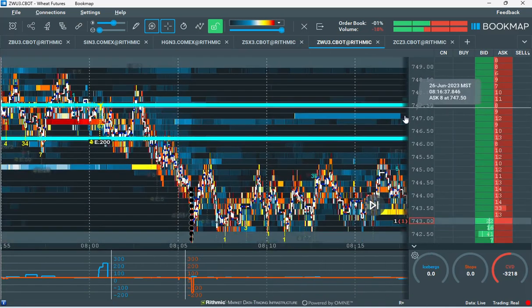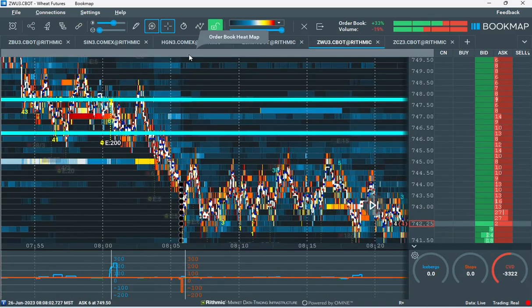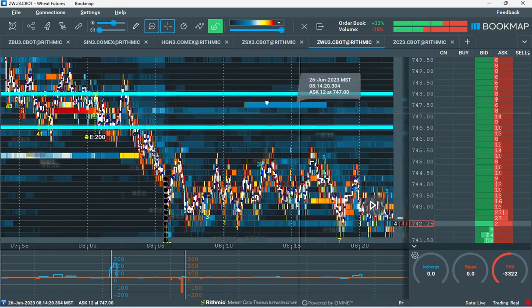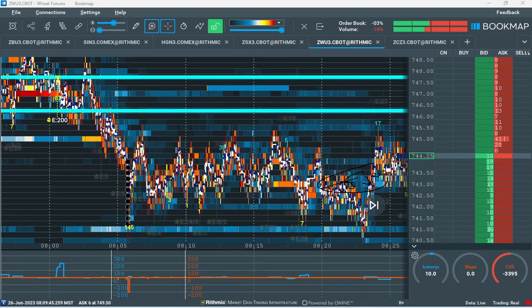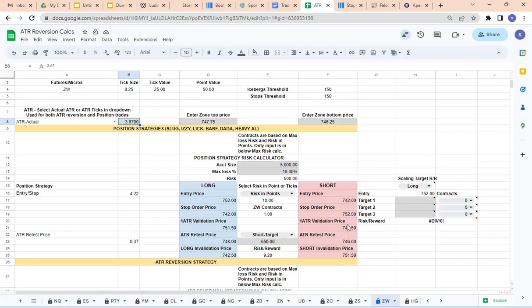So, we've talked about how we trade these zones either aggressively or conservatively. In this instance, I'm looking for a conservative entry. So again, we're looking for an ATR move below, a retest, and a failure to take that short. This already proved itself to be a short setup, and that again is in the spreadsheet.